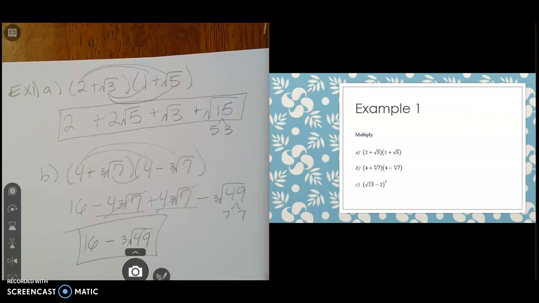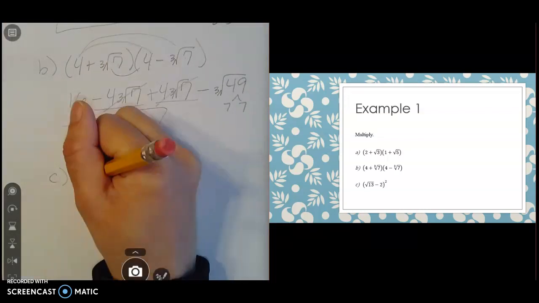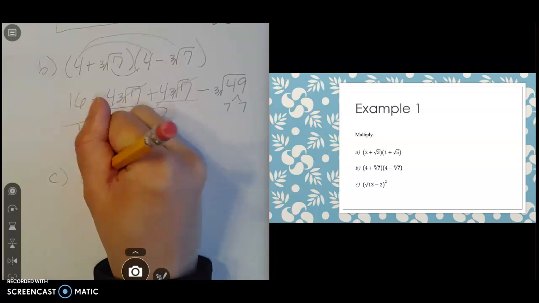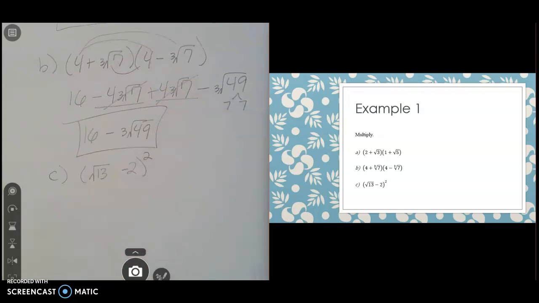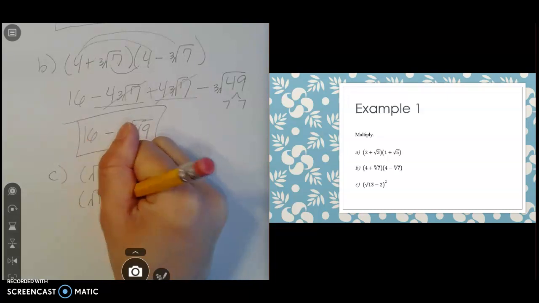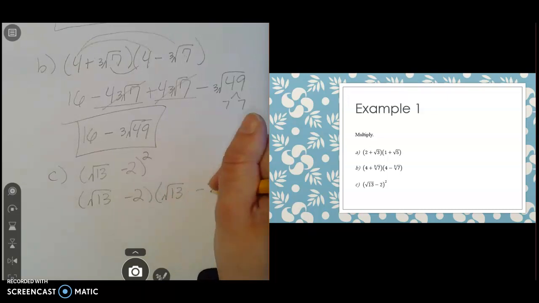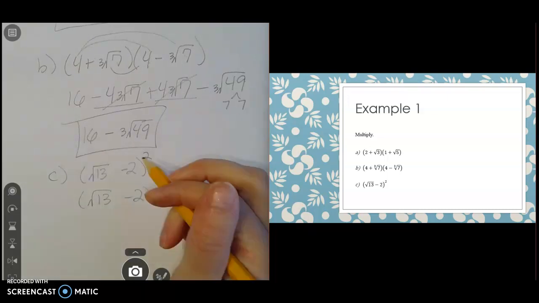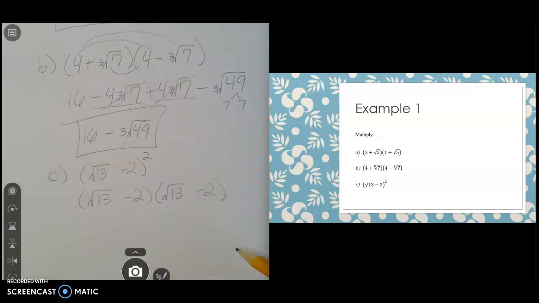Okay. All right, last one we're going to do for example 1 is the square root of 13 minus 2, and we're going to square that. Keep in mind, when you square a parenthesis, that means it's the whole parenthesis times itself. So we're going to expand that out as square root of 13 minus 2 times the square root of 13 minus 2. You can't just square each individual part because that wouldn't be the complete answer. That's not all of the multiplying that you need to do. We need to actually distribute.